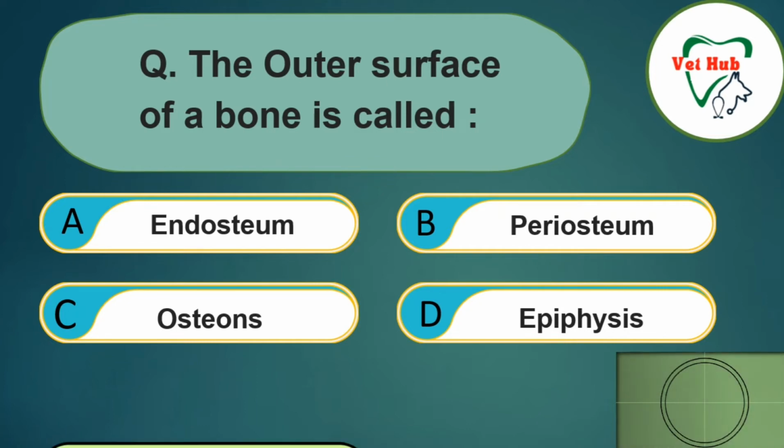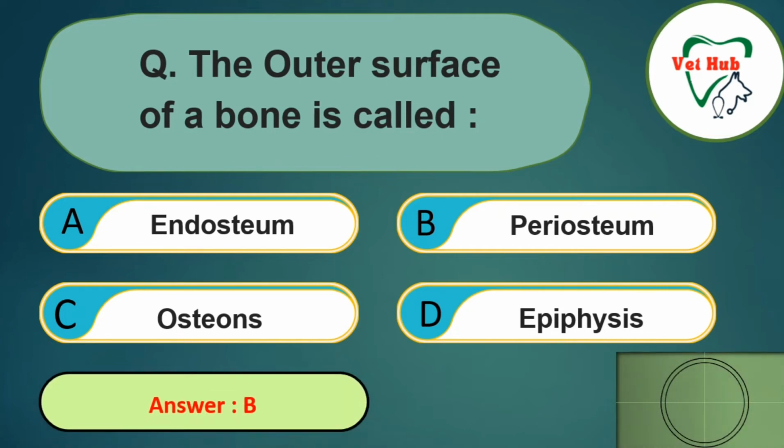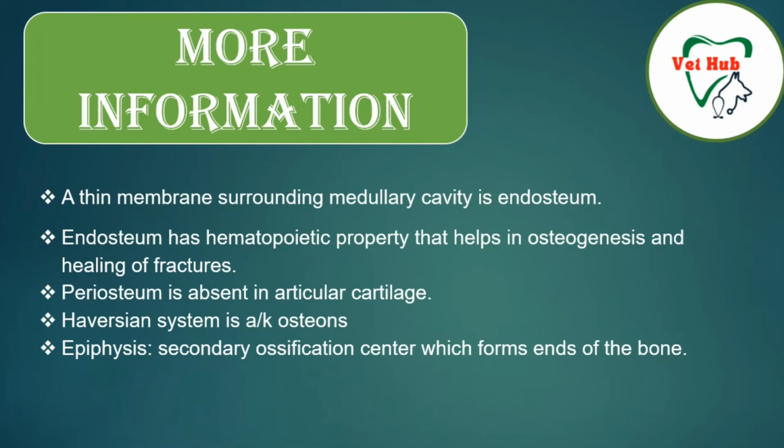And the correct answer is option B, periosteum. Yes, the outer surface of a bone is called periosteum, while endosteum is a thin membrane that surrounds the medullary cavity. It has hematopoietic property that helps in osteogenesis and healing of fractures. Periosteum is absent in articular cartilages. Similarly, Haversian system is also known as osteons. Epiphyses include the secondary ossification center, which forms the end of a bone.